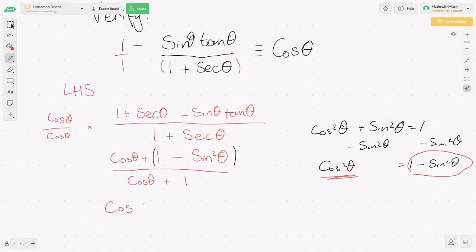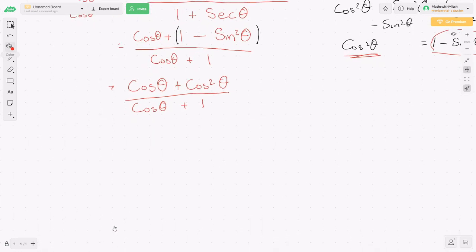We now have cos theta plus cos squared theta divided by cos theta plus 1. So where do we go from here? So what have we got here? So our next step is to try and evaluate this down and simplify this. So we know cos squared theta. What is that cos squared theta? That is cos theta times cos theta.